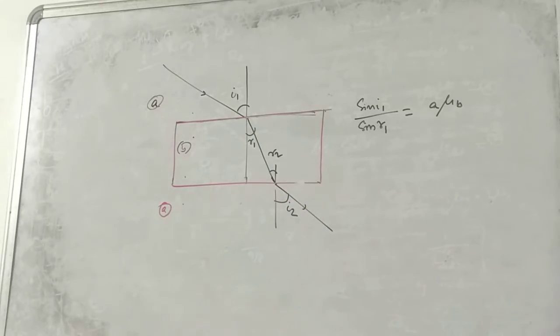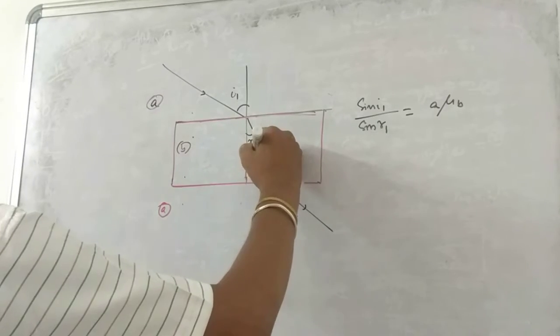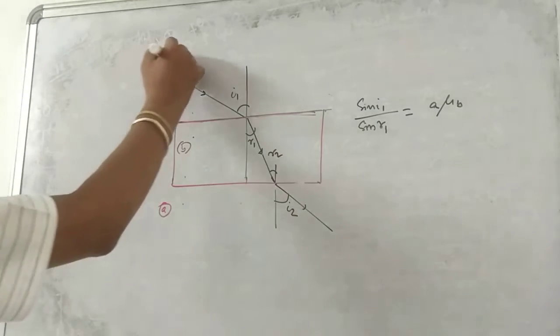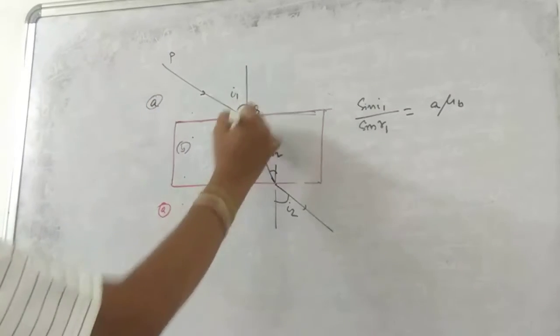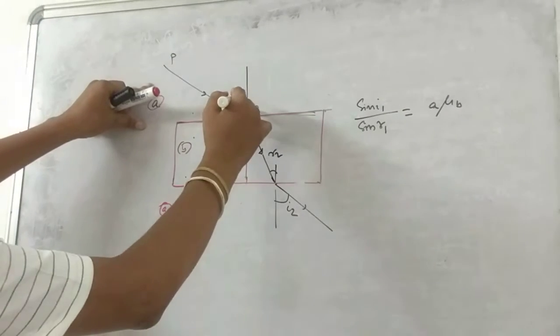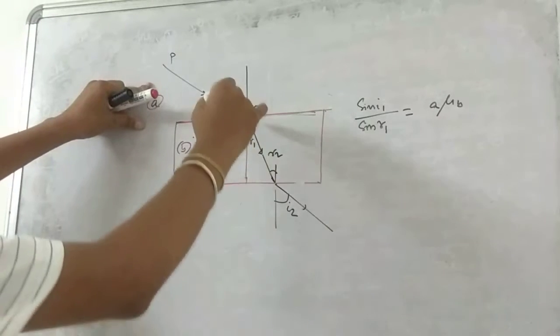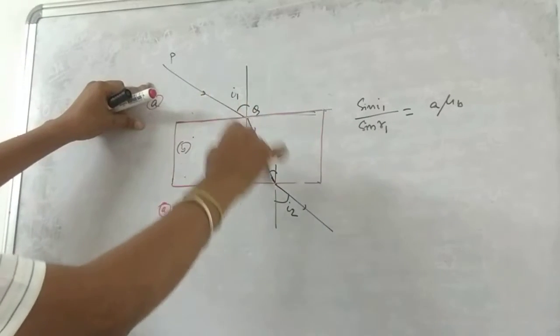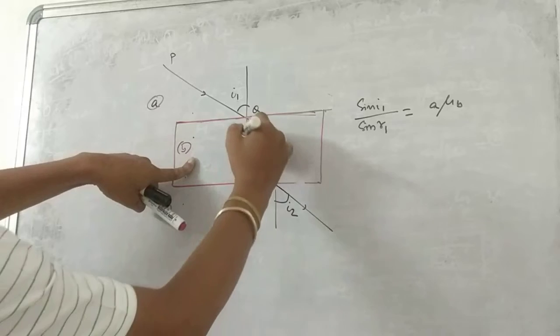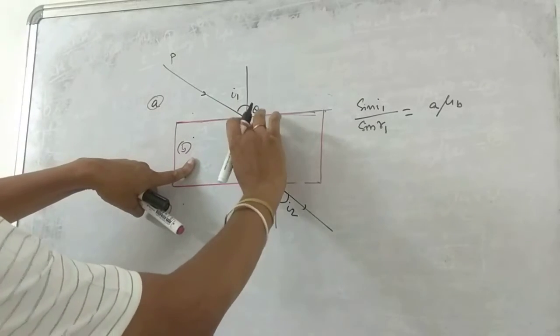Try to understand very carefully. First PQ is in medium A with angle of incidence I1, then QR is a refracted ray in the medium B, and this is our angle of refraction.